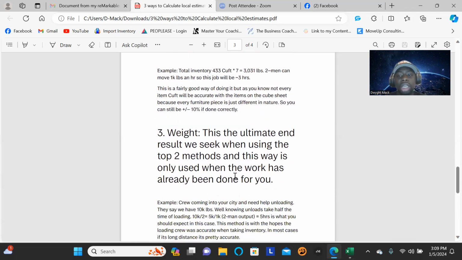The last one is weight. Now, weight is going to be in case, like I said in the prime example earlier, that another moving company is coming in from out of town and they have a big shipment and they want to come in and say, hey, we need 2 guys to help us unload. It's about 10,000 pounds. And you're just kind of like, what does that include? If you're used to taking inventory, what does that 10,000 pounds include? So now you have to figure out, okay, how many guys do I need?